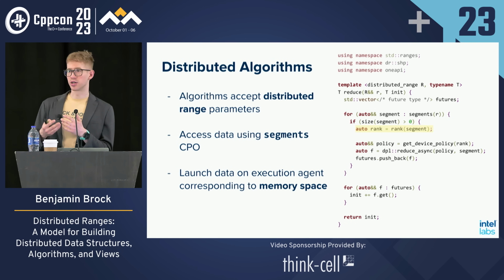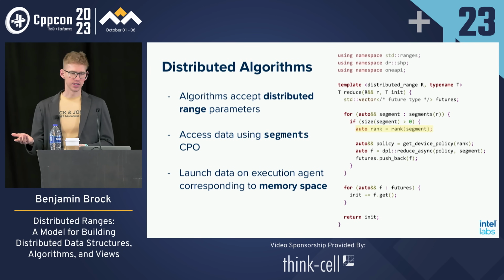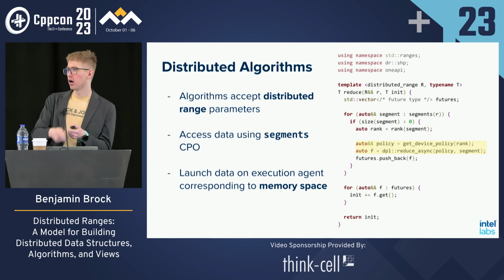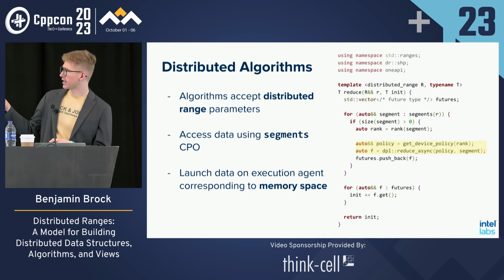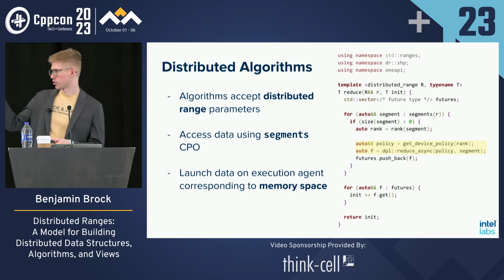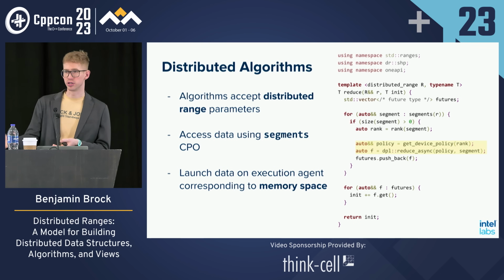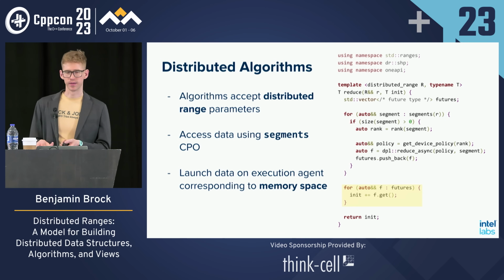And then assuming that our segment has data that we want to look at, find out where that data is, go and get an execution policy that will execute where the data lives, and then perform a reduction operation. What this will do here is launch a kernel on the corresponding GPU that will perform a reduce, right? And then we can add up all of those results at the end.